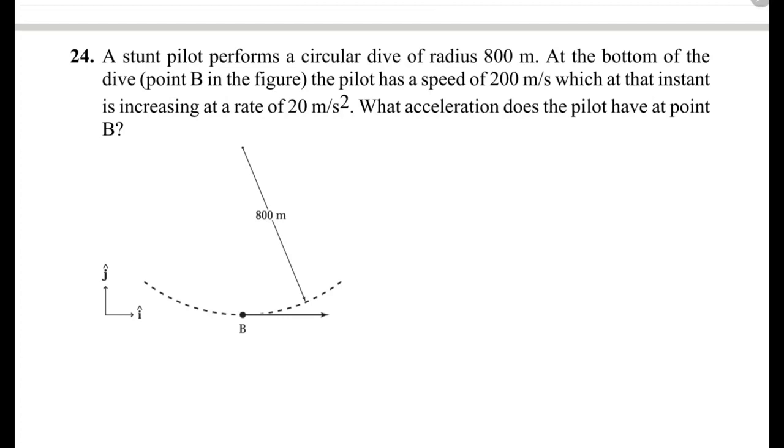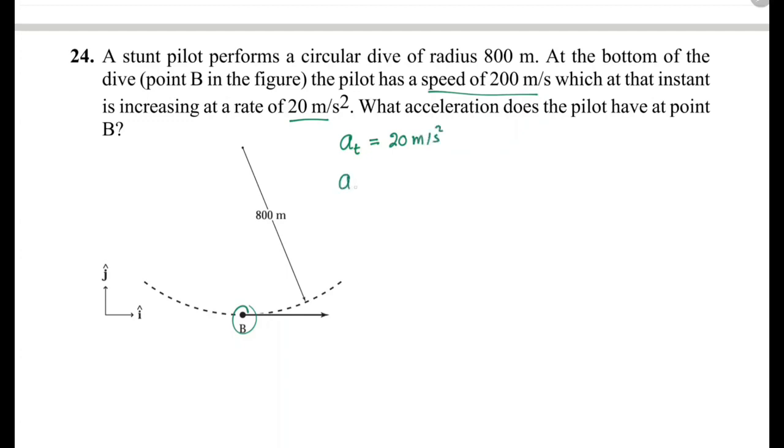Now a stunt pilot performs a circular dive of radius 800 meters. At the bottom of the dive, point B in the figure right here, the pilot has a speed of 200 meters per second, which at that instant is increasing at a rate of 20 meters per second squared. This is very important here. What acceleration does the pilot have at point B? Now, since the speed is changing, the tangential acceleration is not zero, which is equal, in this case, to 20 meters per second squared.